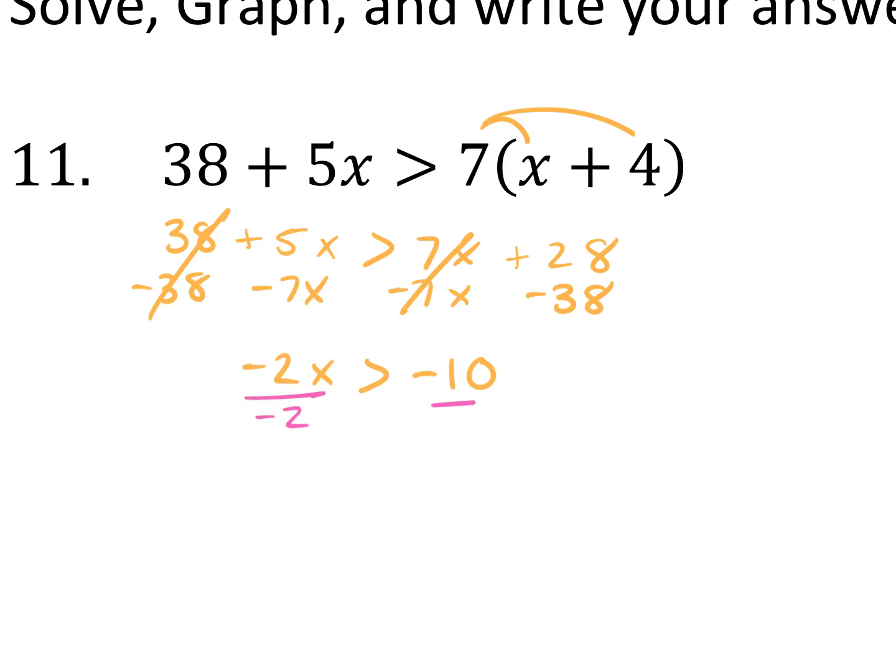Divide by negative 2. Now you have to be careful when you multiply or divide by a negative. What happens to our inequality? We have to flip it. So anytime you multiply or divide by a negative, you have to flip the inequality. So instead of greater than, it is now less than. So x is less than 5.